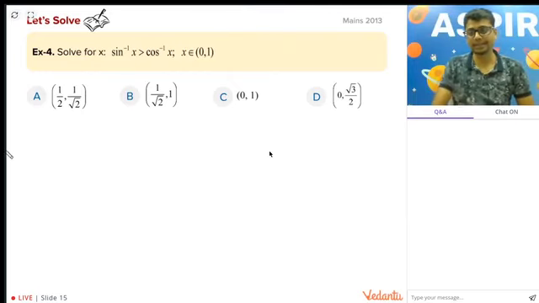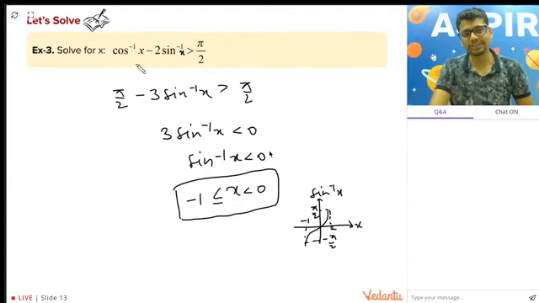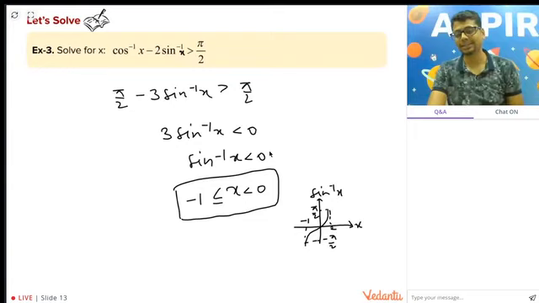And yes, let me help Kamlesh out. It's a simple thing basically. Cos inverse x I have written as pi by 2 minus sine inverse x. And then minus 2 sine inverse x will be what? It will be minus 3 sine inverse x, right? Kamlesh, I hope it is clear. Cos inverse x is what? Pi by 2 minus sine inverse x, right? Kamlesh G. Clear? Okay.